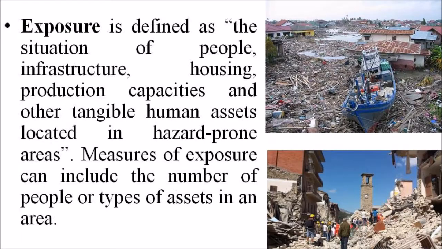The third one is the exposure. Exposure is defined as the situation of people, infrastructure, housing, production capacities, and other tangible human assets located in hazard-prone areas. Measures of exposure can include the number of people or type of asset in an area. These can be combined with specific vulnerability and capacity of the exposed elements to any particular hazard to estimate the quantitative risk associated with that hazard in the area of interest.